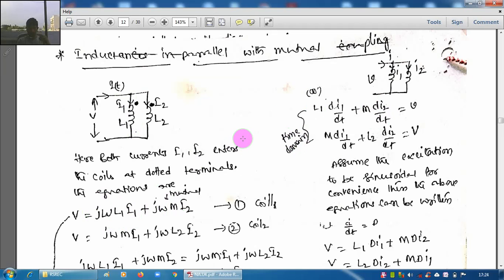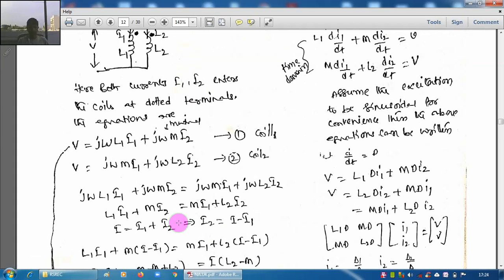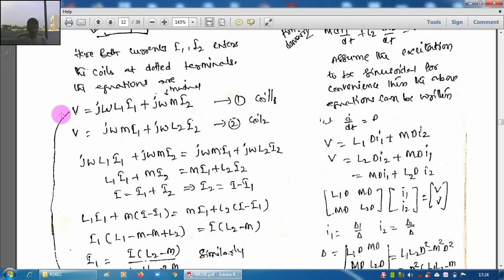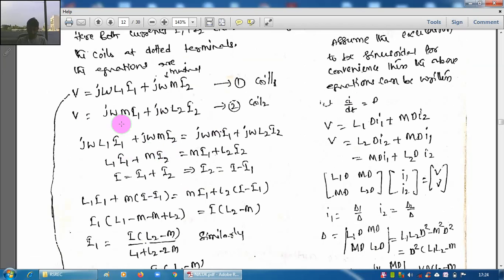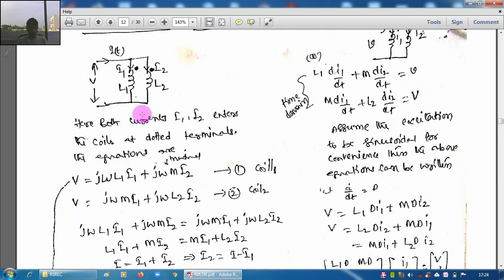In place of M di2 by dt, we have written j omega M. If you write like this, this is the voltage equation in the frequency domain. Here omega means the angular frequency. For the second coil also it is the same thing. If these two coil voltages, coil 1 and coil 2, are manipulated mathematically, as these two voltages are equal, that is the supply voltage, we equate these two voltages, and you see the total current I equals I1 plus I2.